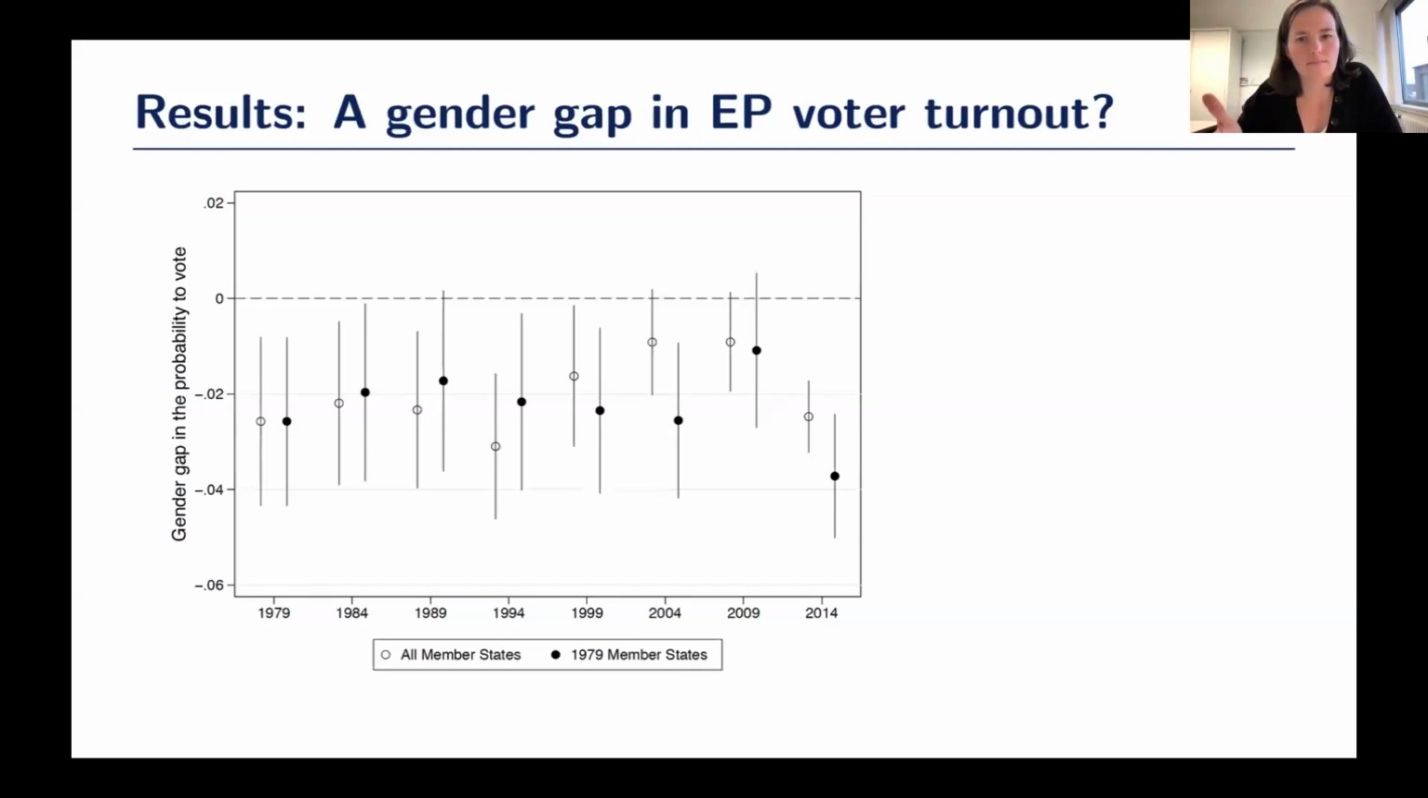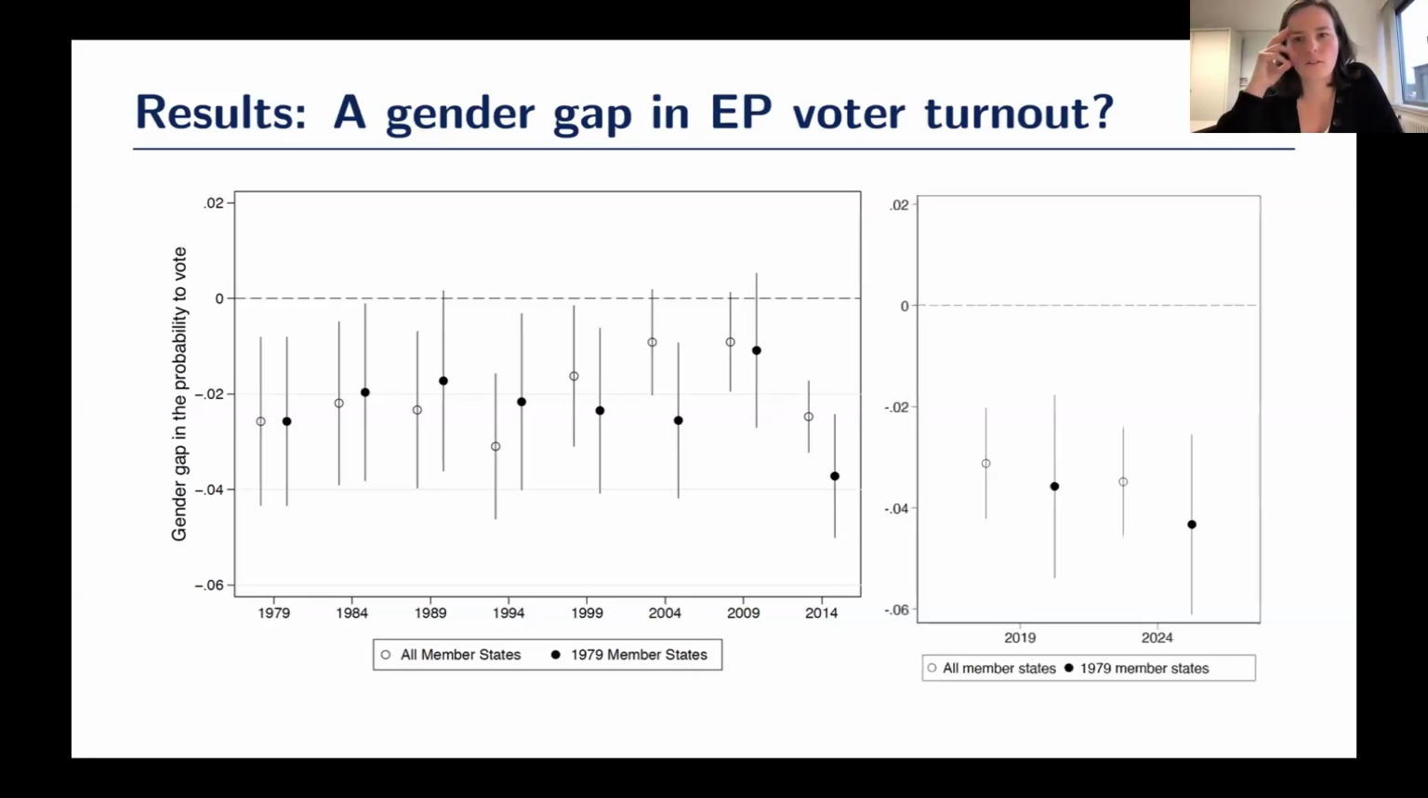Now, you might be concerned that we stopped the time series in 2014, which is by now more than 10 years ago, and that in 2014 in particular, there was a quite sizable gender gap. So just for today, I also added some more recent data in 2019 and 2024, and what you see there is that the results are actually really similar to 2014. So that gender gap is still there, still present, even in the most recent elections.